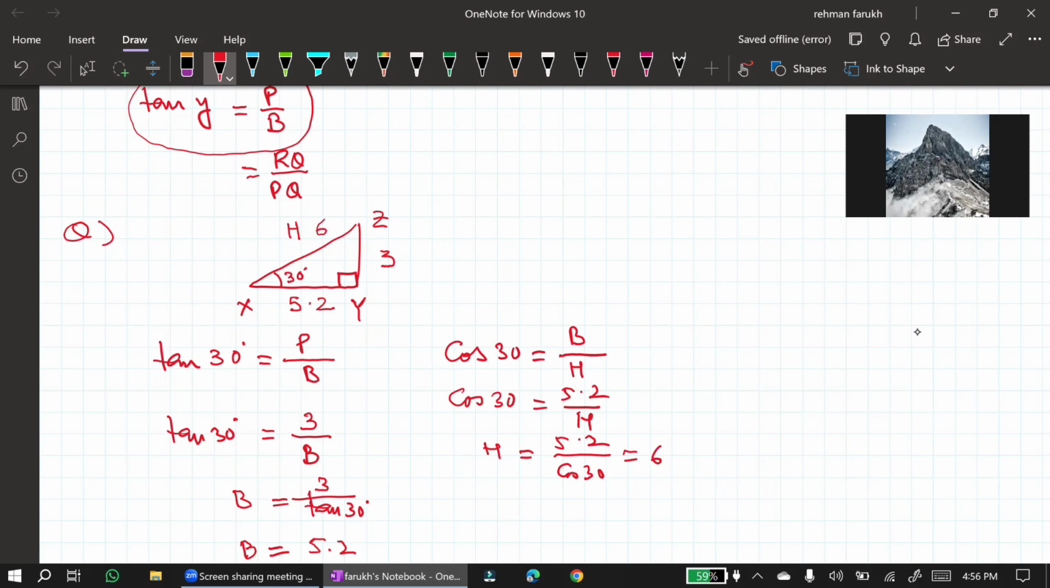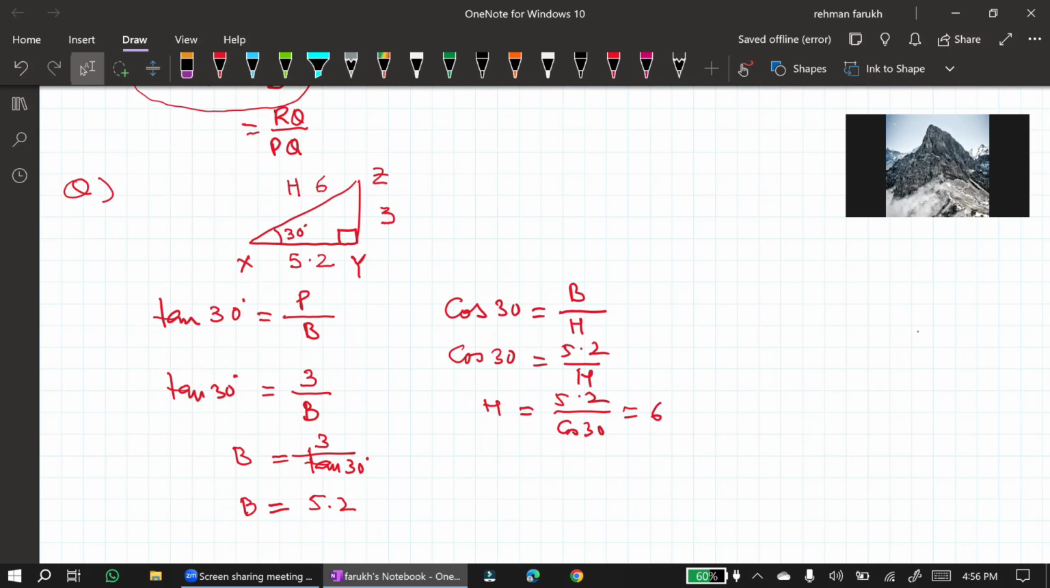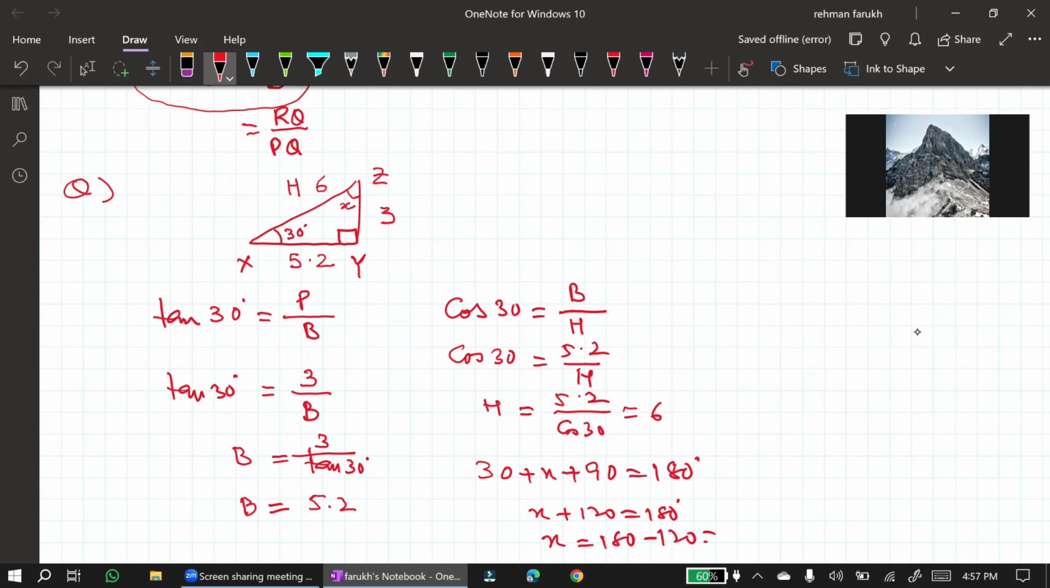Now we want to find out all the angles and all the sides of the triangle. We have all the three sides. Two angles are given. One is 30, the other one is 90. Now we want to find out this angle X. We know that in a triangle, the sum of all the angles is 180 degrees. So 30 plus X plus 90 is equal to 180. X plus 120 is equal to 180. X is equal to 180 minus 120, which is 60 degrees.